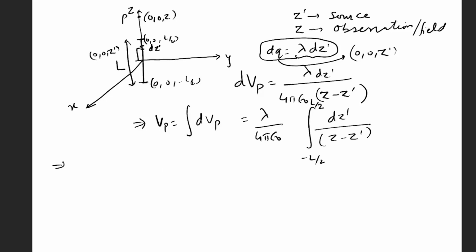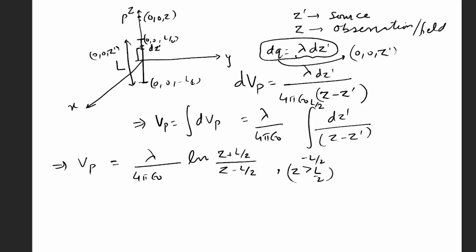So on solving, it is a simple integral which will comprise logarithms only. So I will get lambda by 4 pi epsilon naught times the natural log of z plus L by 2 over z minus L by 2, for z being greater than L by 2. This means the point should be above the line charge where we are going to calculate the potential. So we have got the expression for the potential at point P, which is above the line charge. Now we can calculate the field at this point.